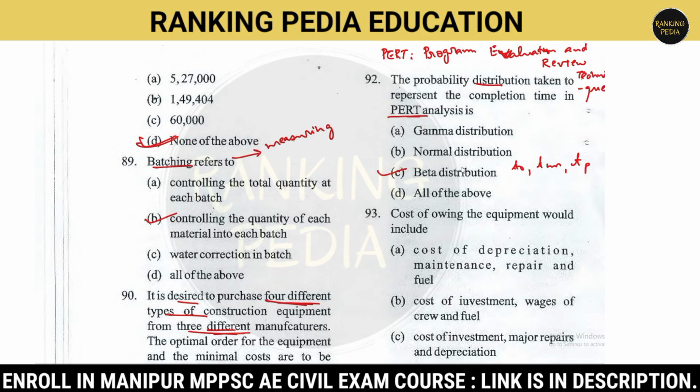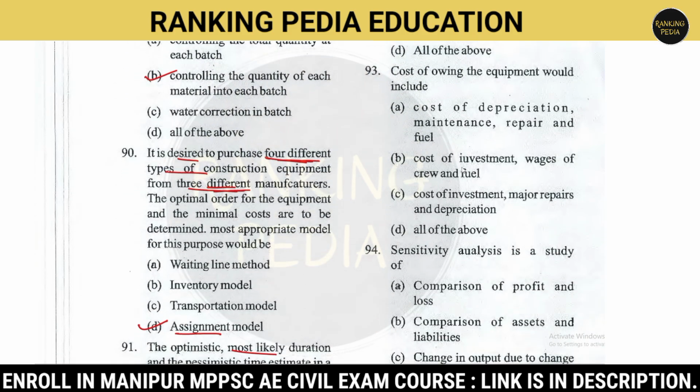Next question is question number 93. Cost of owning the equipment would include, options are given. The cost of owning the equipment would include cost of investment, the repairs and depreciation. Is most important. Option number C is correct.